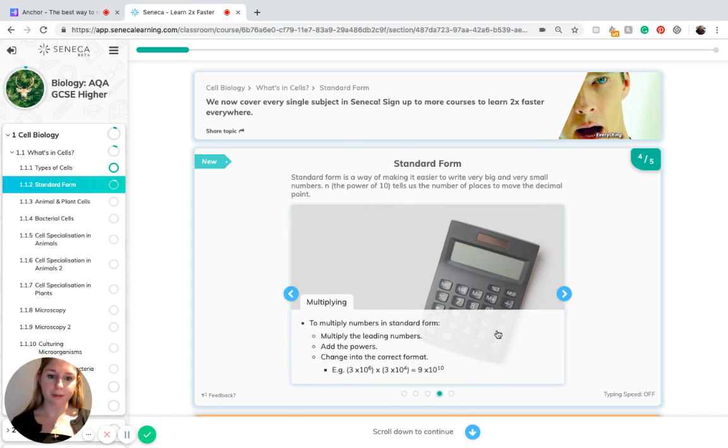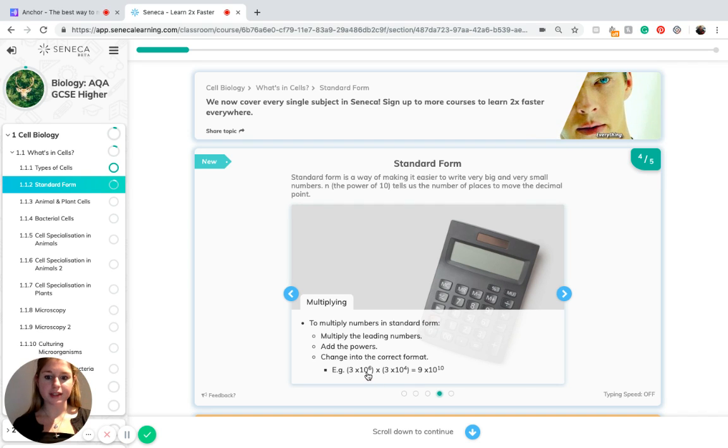So, multiplying numbers in standard form is slightly different. First of all, we multiply the leading numbers, then we add the powers, and then we change into the correct format. So, for example, 3 times 10 to the power of 6 times 3 times 10 to the power of 4. First of all, we multiply the leading numbers. So these are 3 and 3, as the leading numbers are the non-standard form numbers. 3 times 3 is 9, and that's the first part of the answer.